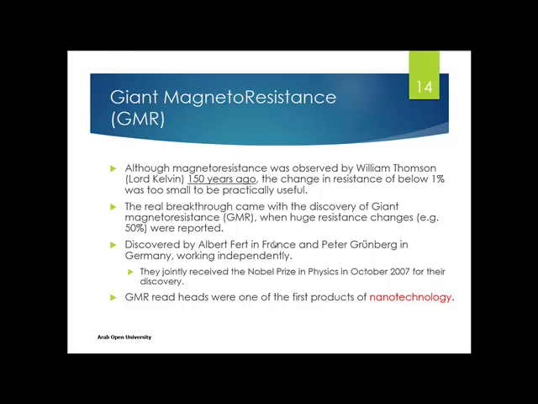The breakthrough came with the discovery of giant magnetoresistance, what we call GMR. Such material has the property of a drastic change of resistance in response to magnetism, which is around 50%, and which can easily be detected with the limited amount of voltage that we can apply. This was discovered by Albert Fert in France and Peter Grunberg in Germany, and they received the Nobel Prize in Physics in 2007. And the giant magnetoresistance is one of the first products of nanotechnology.